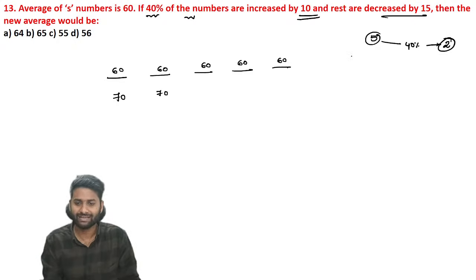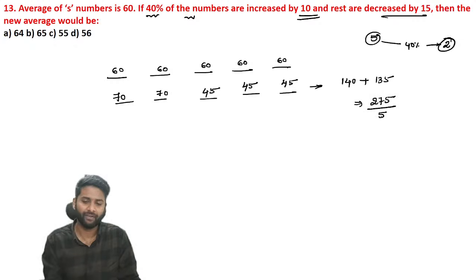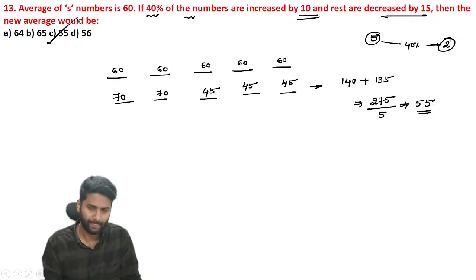And the rest of the values are decreased by 15. Now the values are 45, 45 and 45. Now just calculate the average of these numbers. 70 plus 70 is 140. 45 plus 45 plus 45 is 135. Then the total value is 275, divided by 5. We took 5 because we considered S value as 5. So 5 into 5, 25, again 5 into 5, 25. Then the new average becomes 55. You can take any number.